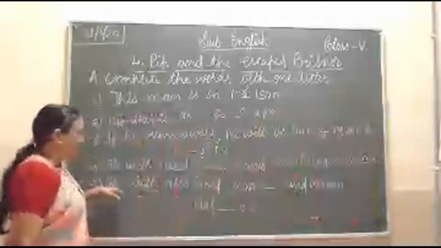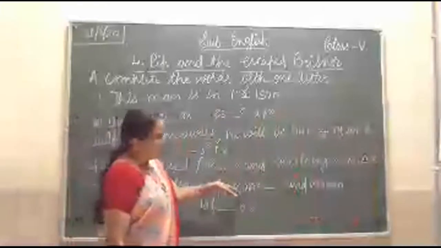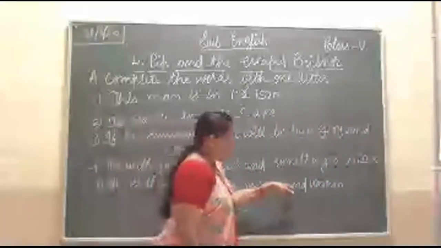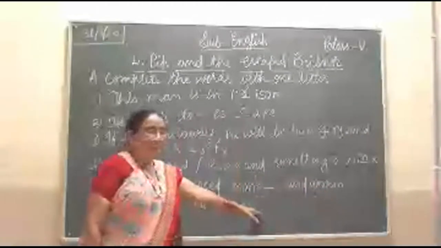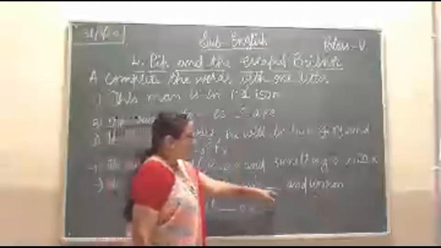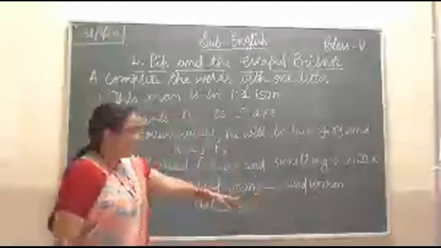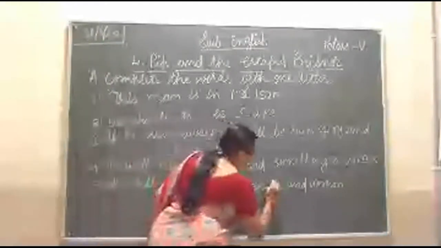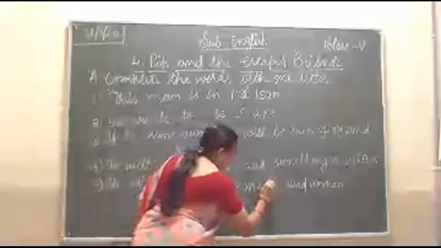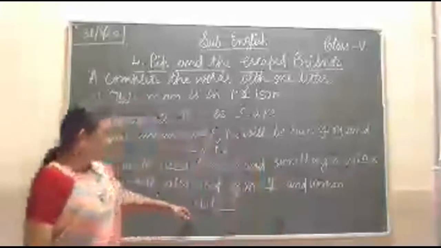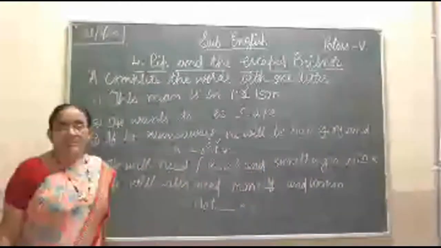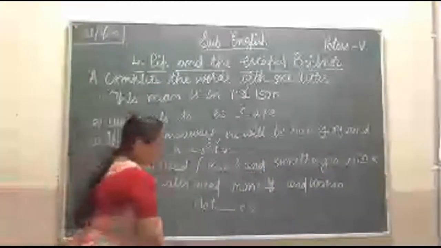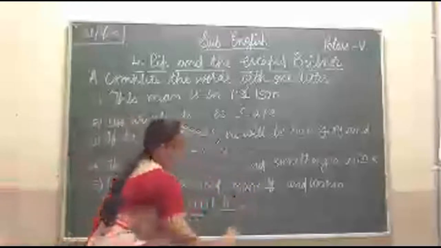Next one. He will also need MONE_ and what? CLOT_ES. What is the word? Money. M-O-N-E-Y. Next, CLOT_ES. What is the word? Clothes. Here we must write H.